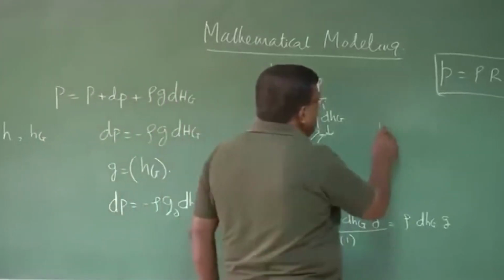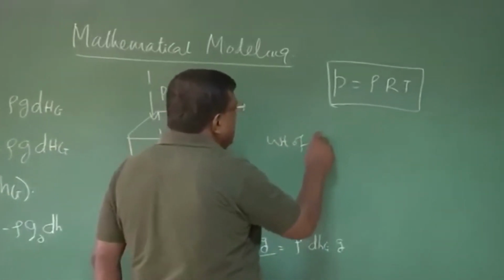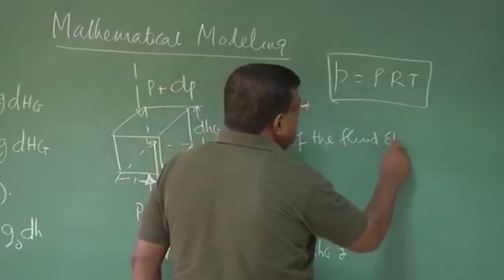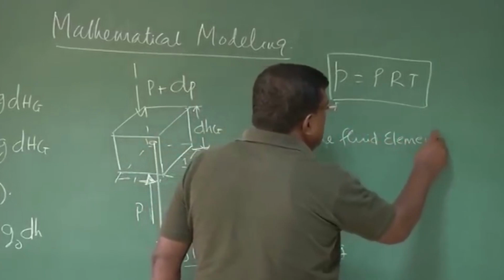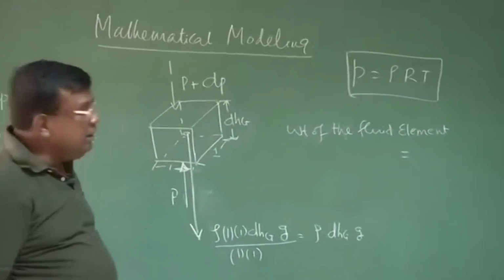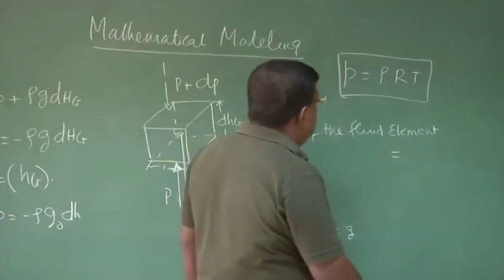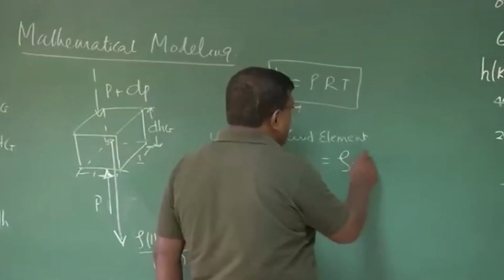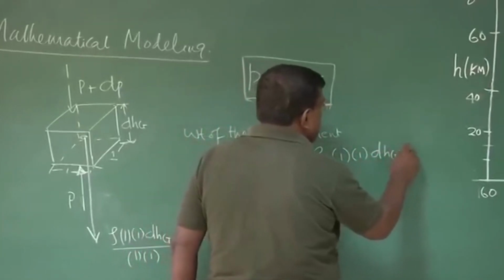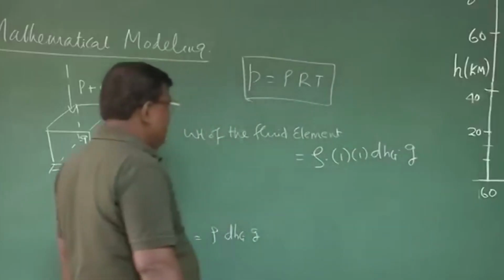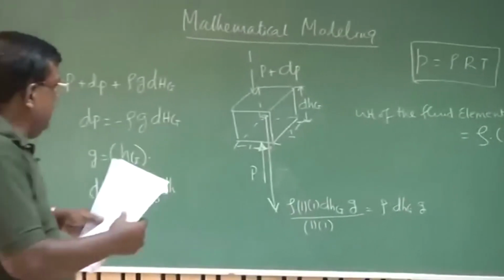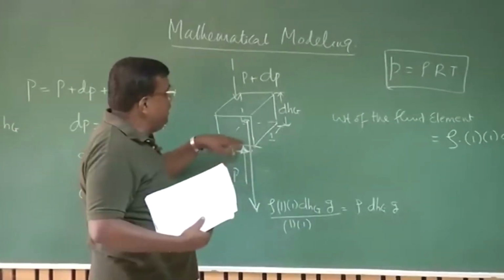What will be the weight of the fluid element? Weight of the fluid element will be mass into local value of G. And mass is density into volume, so density is rho, volume is length 1, breadth 1, dHg, and into G. This is the weight of the fluid element. And this weight is acting on unit area, because the area is 1 into 1.